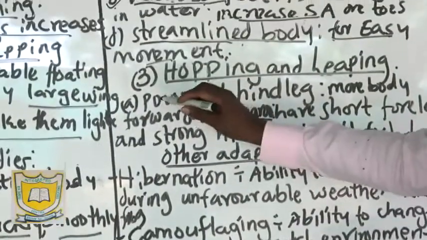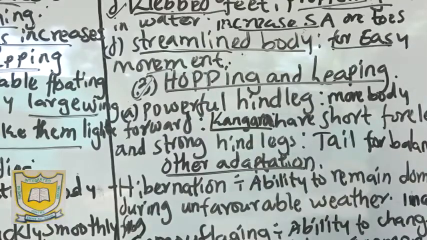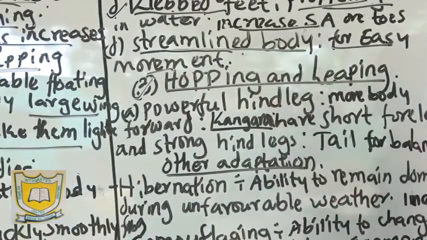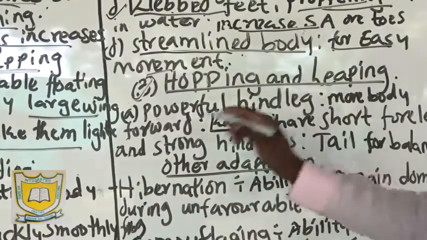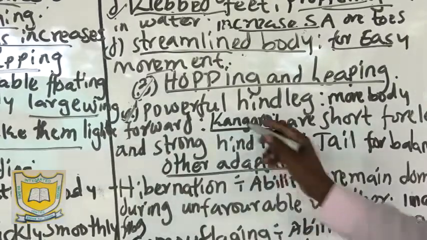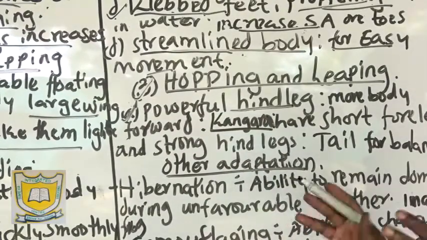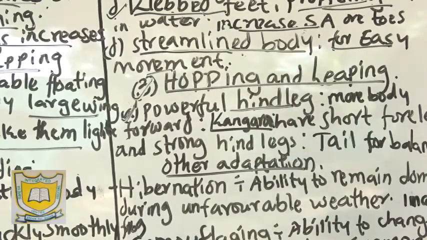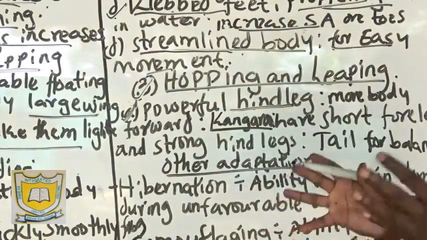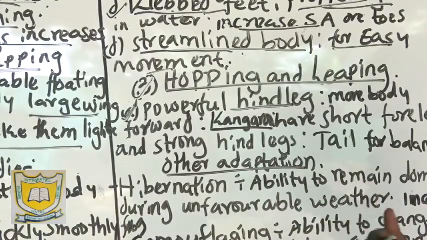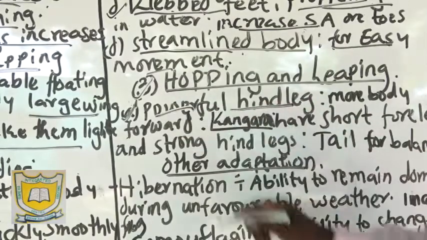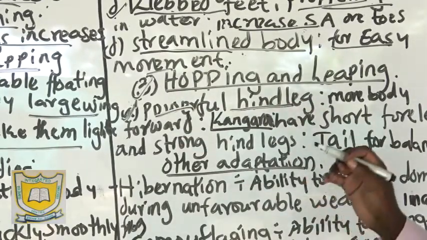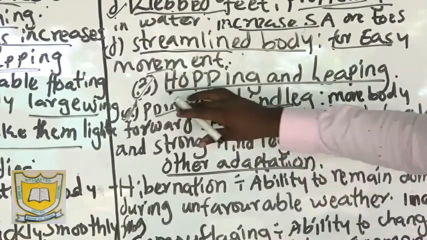We move to the third group, that is the adaptation of animals for hopping and leaping. So the first adaptation is that they have powerful hind legs. We have those that have powerful hind legs. Powerful hind legs means the hind legs are more masculine. So I hope that all of you understand what it means by masculine. So it has powerful hind legs.